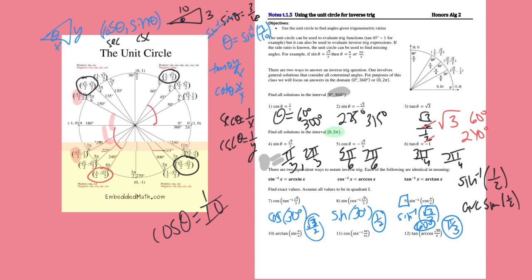The next one, let's start at number 10. What is the sine of pi over 2? Sine at pi over 2 is up at the top. Sine there is going to be 1.